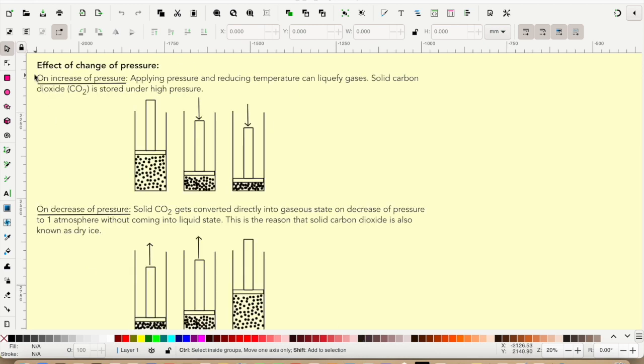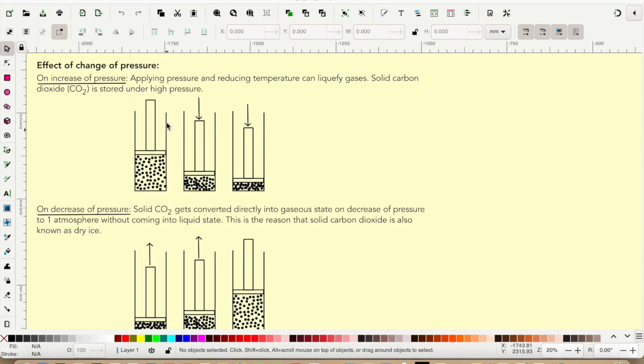We have seen effect of change of temperature on a state change. Now we will see effect of change of pressure on a state change. There are two cases: when pressure is increased and when pressure is decreased. We will see case 1 first.